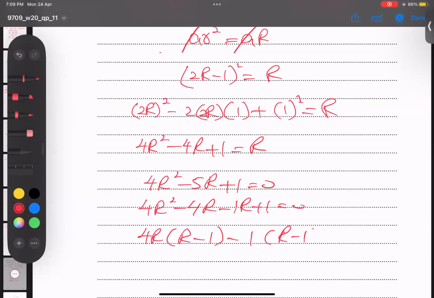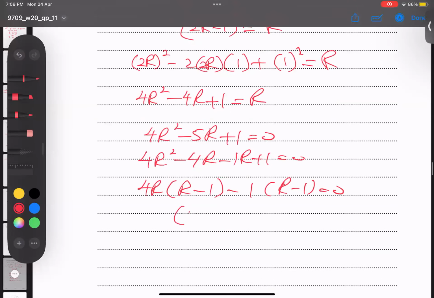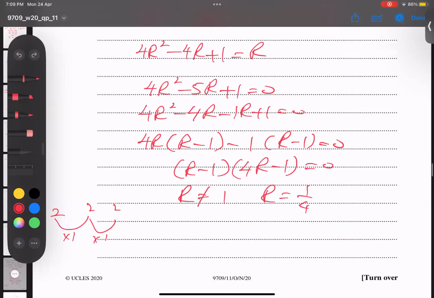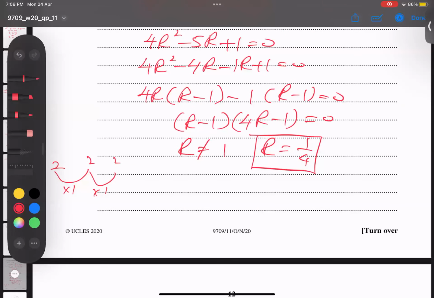So I got this because the brackets match. And I'm getting two answers, r equals 1 and r equals 1 by 4. But you know, students, r equals 1 is not possible. Why not possible? Because if the common ratio is 1, for example, 2 ones are 2, 2 into 1 again the same. So r equals 1 is not possible. It means this r value is 1 by 4.